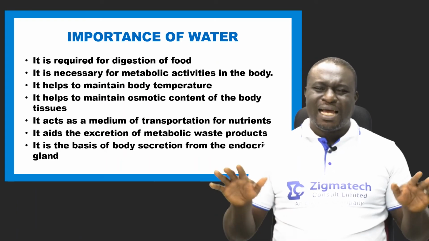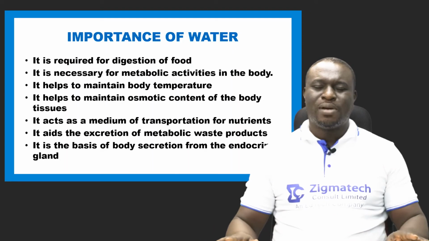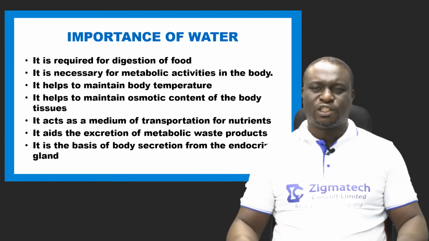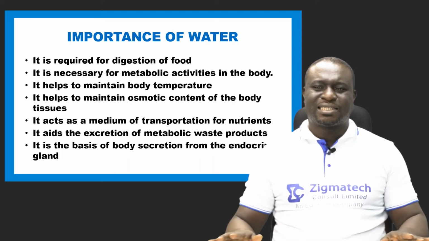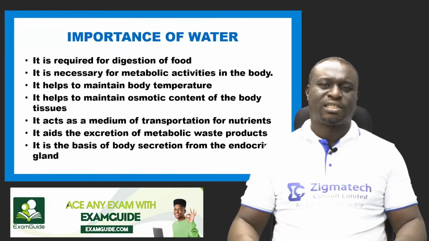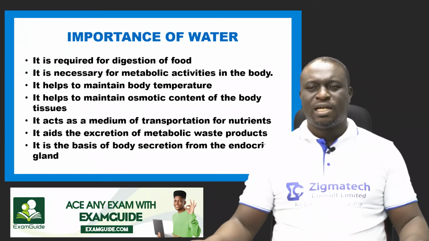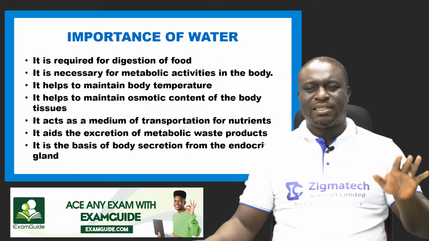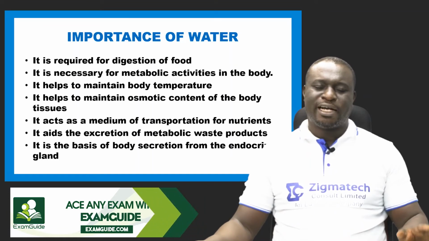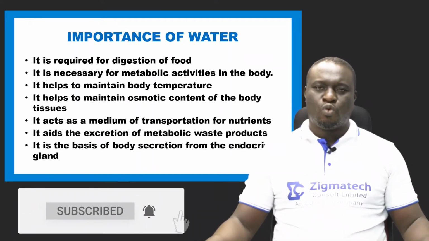Number 3, it helps to maintain body temperature. Number 4, it helps to maintain osmotic content of the tissues. Number 5, it acts as a medium of transportation for nutrients. Number 6, it aids the excretion of metabolic waste product. And then finally, it is the basis of body secretion from the endocrine gland. So these are some of the importance of water.